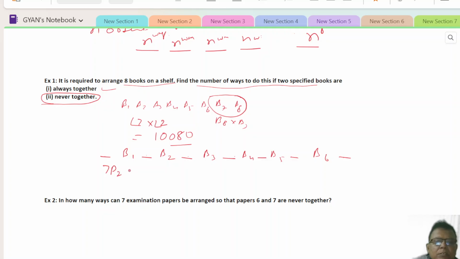7P2. 7P2 method. So 7P2 means 7 into 6. Here it can be 7, here it is 6. 6 places are there. 7 into 6. And B1, B2, B3 themselves can be arranged in factorial 6 ways. So that will be 6 into factorial 7, which is equal to 30240.